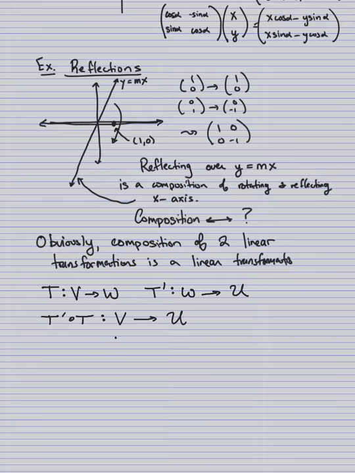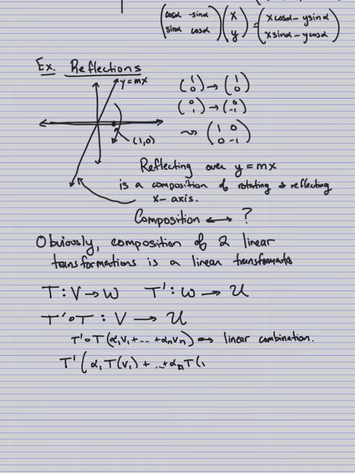So I take V. What I need to show is that if I take alpha 1 v1 up to alpha n vn, this goes to a linear combination of elements of U. Well, we know T sends it to a linear combination, so T' of T of this is T' of alpha 1 T of v1 plus alpha 2, all the way up to alpha n T of vn.